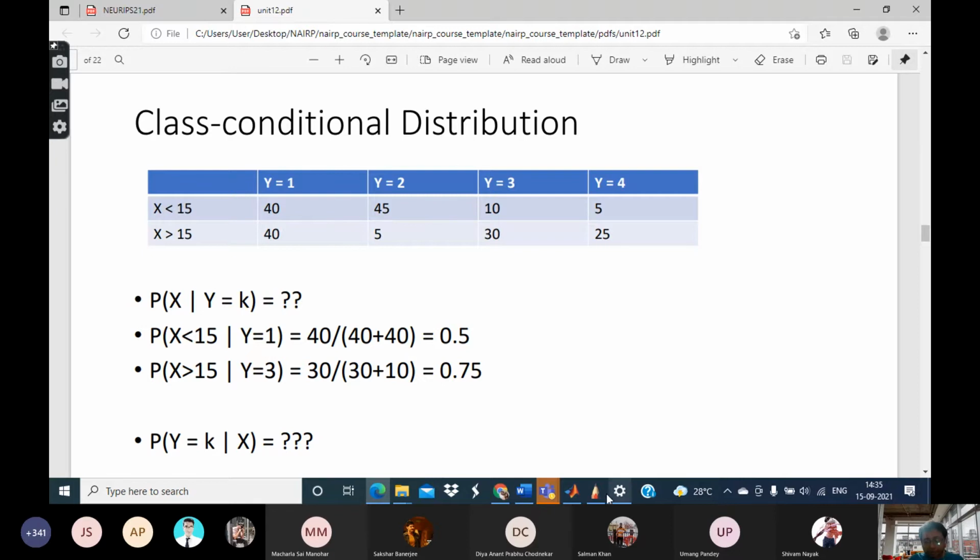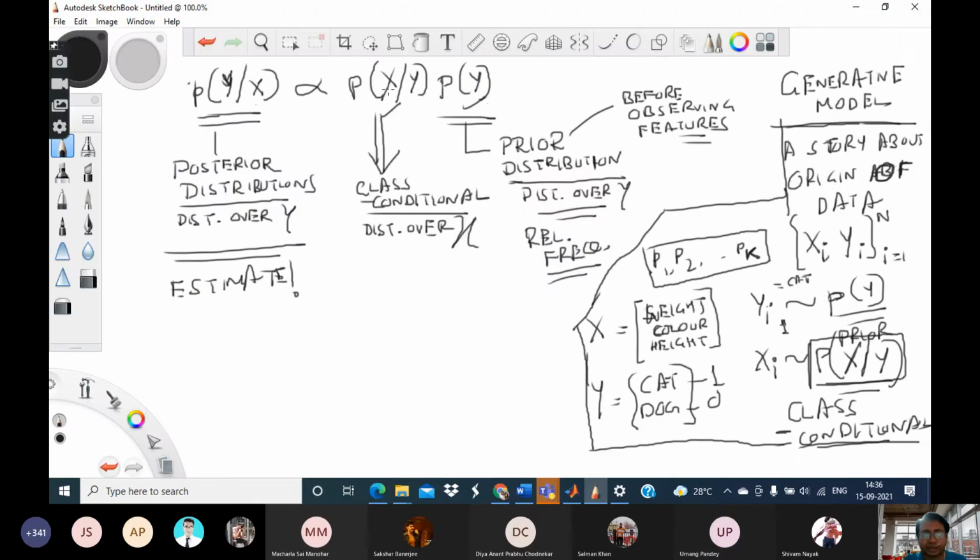Okay, so what do I want to calculate? I want to calculate these kinds of things. For a particular value of y, the class level, what is the probability that x takes some value? Here, what I have done is I have binarized x. So x basically takes two values. Although x can actually take many values, we are considering only two: either less than 15 or greater than 15.